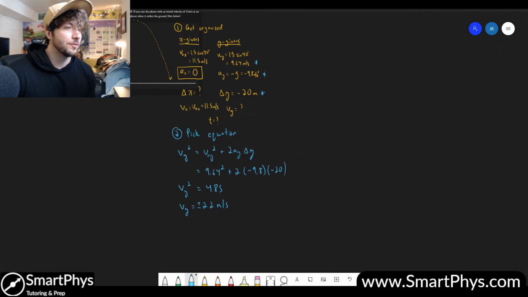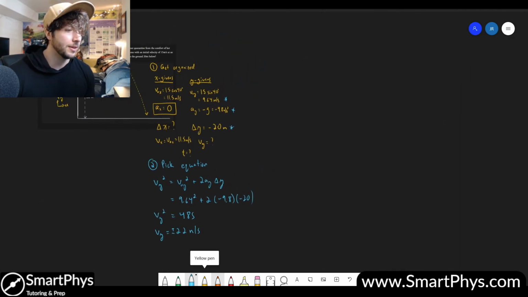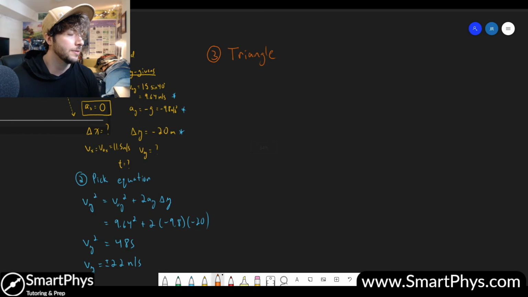So now that we have both the x and y components of our final velocity, it's just going to be a matter of combining them as in a triangle to get the magnitude of that final velocity. So that's going to be our third and final step. It's some vector stuff, right? We want to build the triangle here. Okay. So again, we have the components of that final velocity. Okay, so the x component is positive 11.5 meters per second. Our y component is negative, so in the down direction, so Vy is 22 meters per second down.